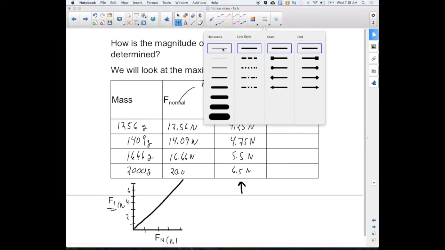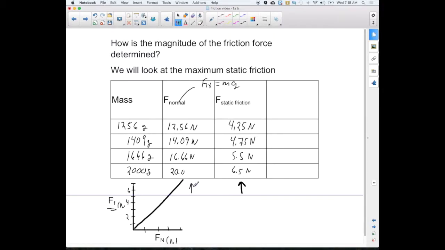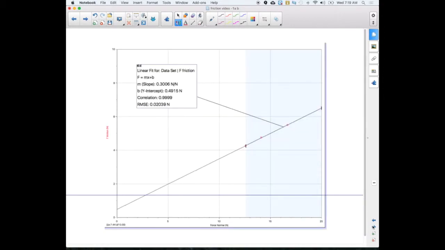And we have compared that to the normal force, basically the contact force between the block and the table. We projected that it was going to be a straight line. I went and put this data into Logger Pro, and sure enough, it comes out to be a straight line. And what I want you to notice is that the slope of this is 0.3, and the units are newtons per newtons. So it's a dimensionless quantity.